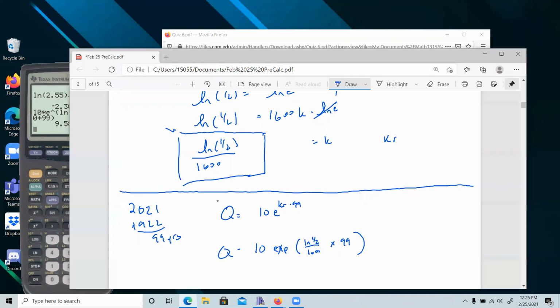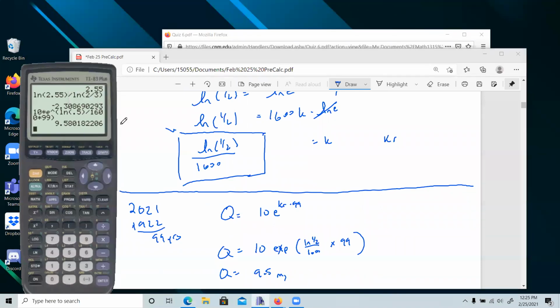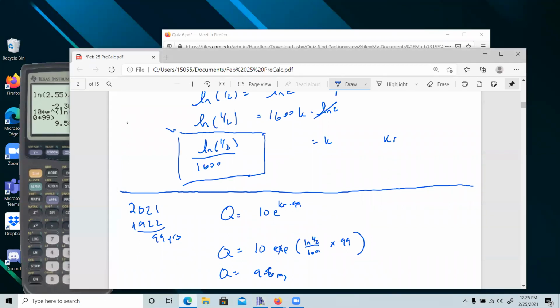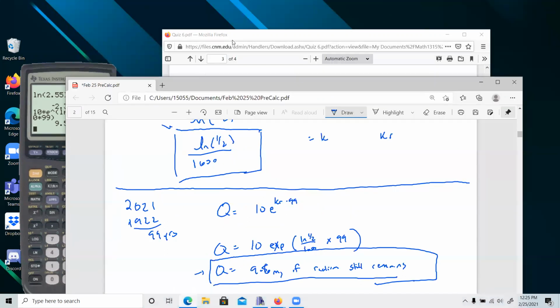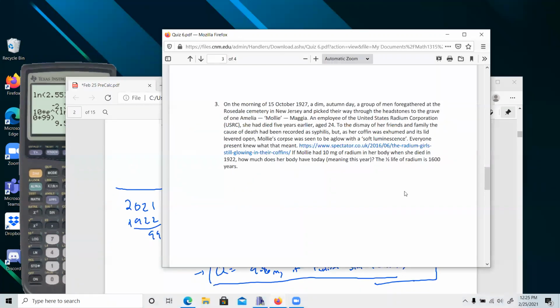So our current amount here is 9.6 milligrams of radium still remains. So there we go.